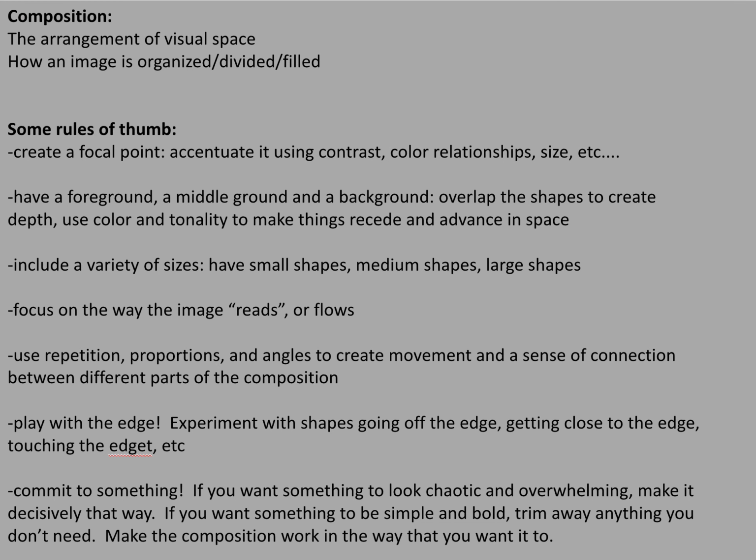So I'm going to go through this. This is in the actual assignment page, but these are some rules of thumb that I see. Try creating a focal point. Make sure you have a sense of a foreground, a middle ground, and a background. Include a variety of sizes. Have small shapes, medium shapes, and large shapes. Always be mindful of the way the image reads or flows. Use repetition, proportions, and angles to create movement and a sense of connection.